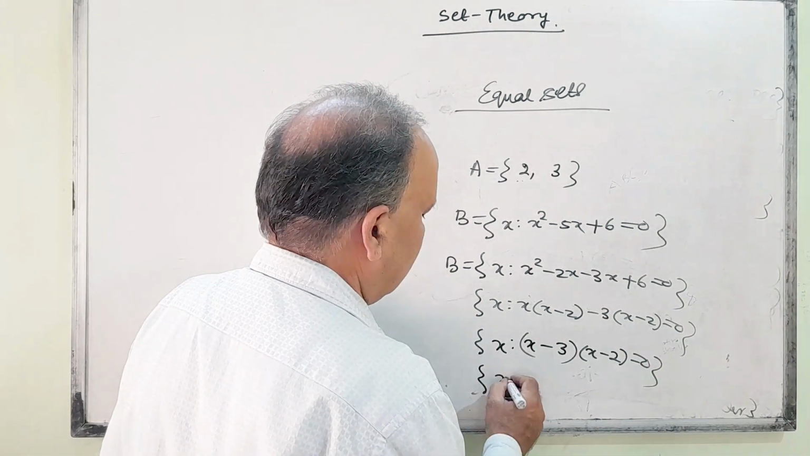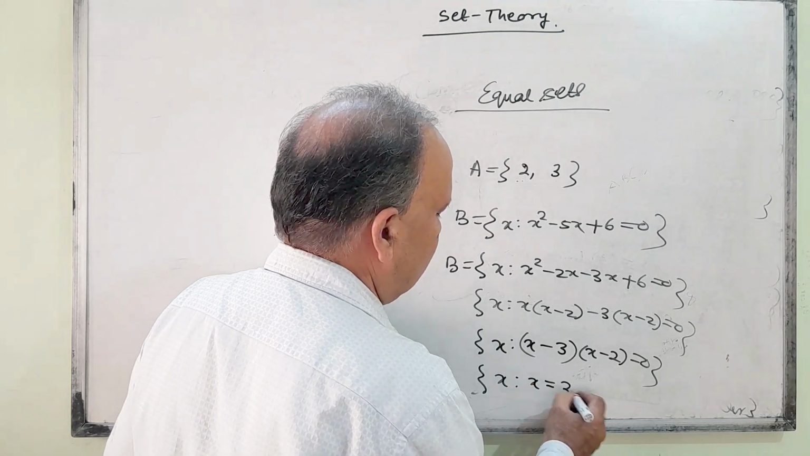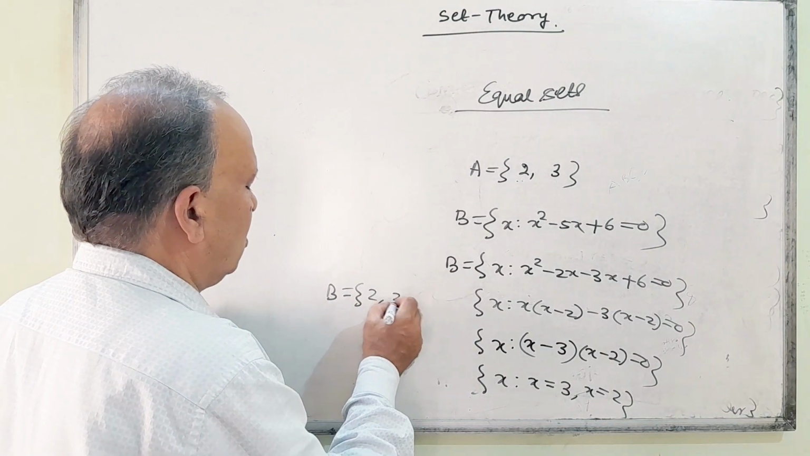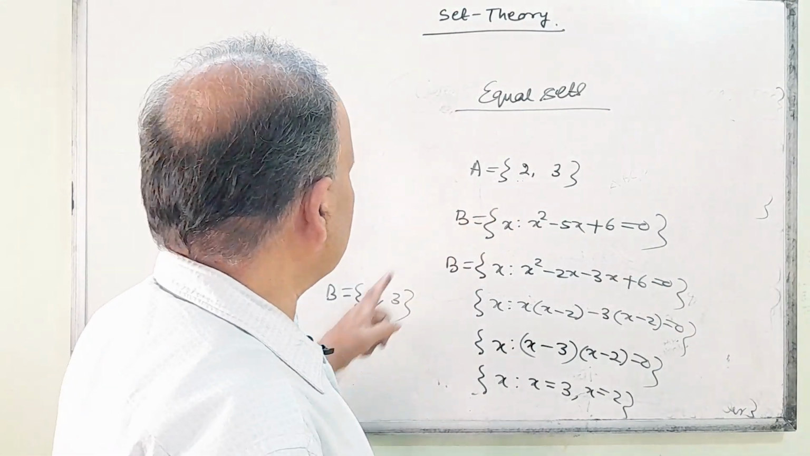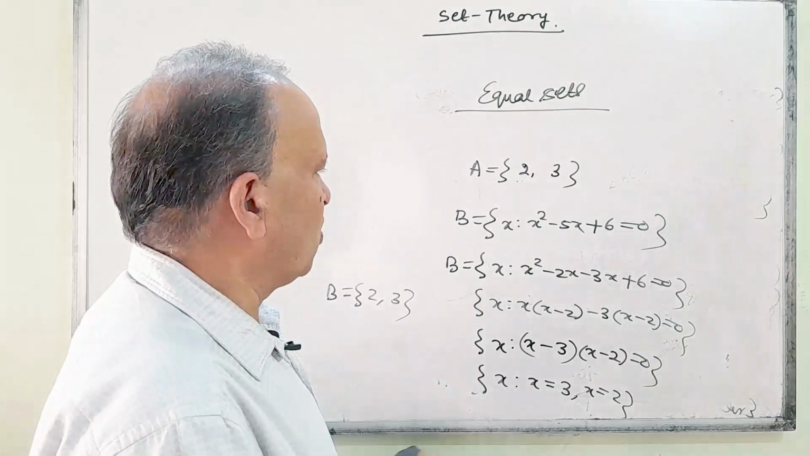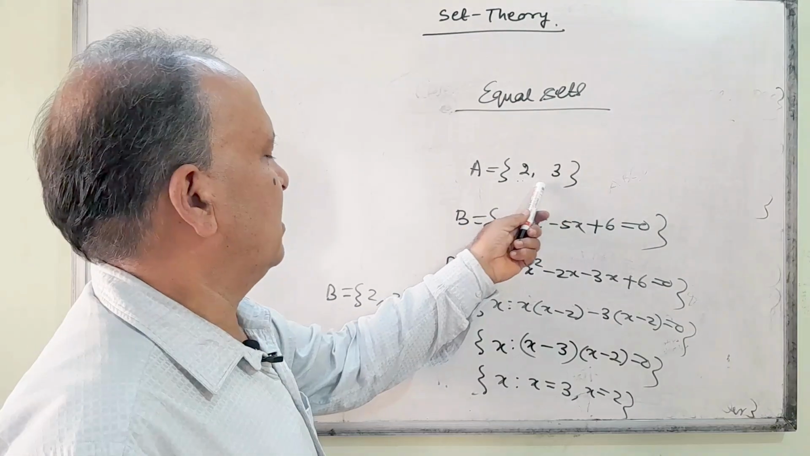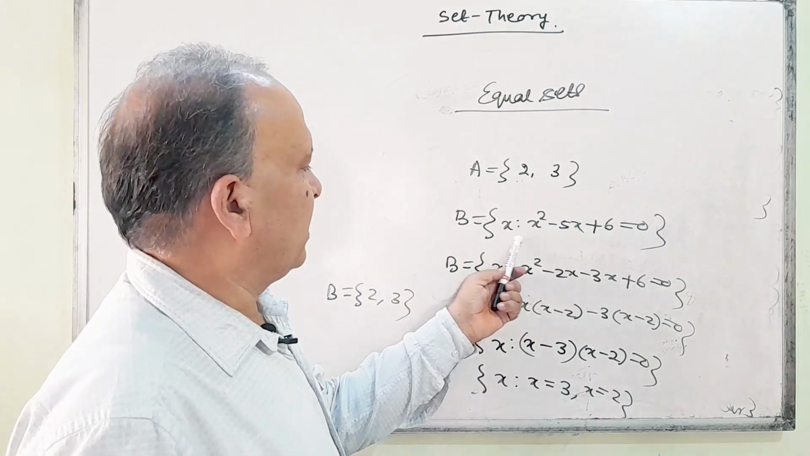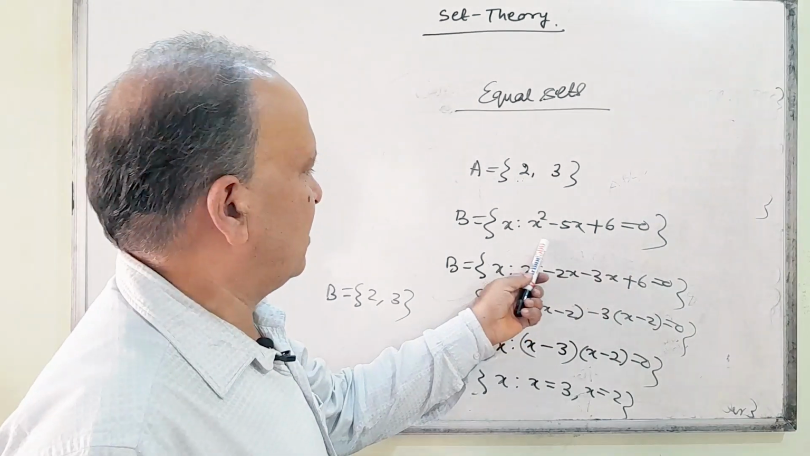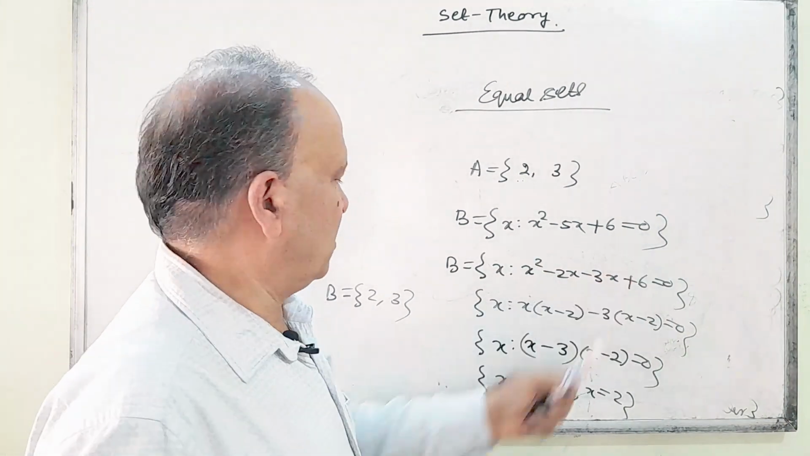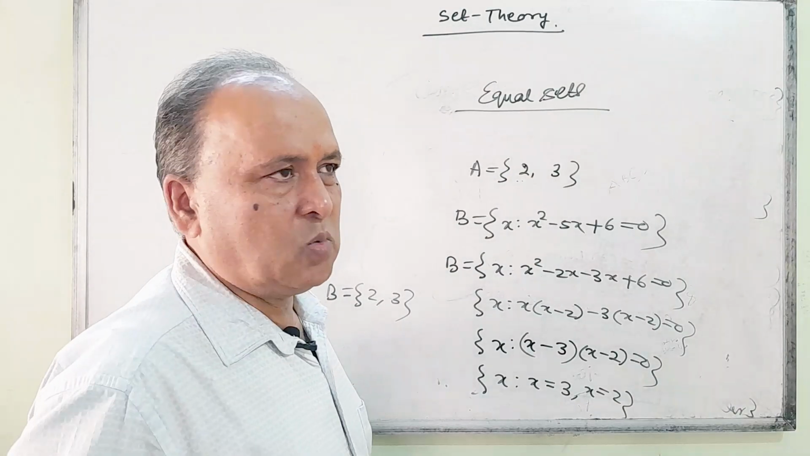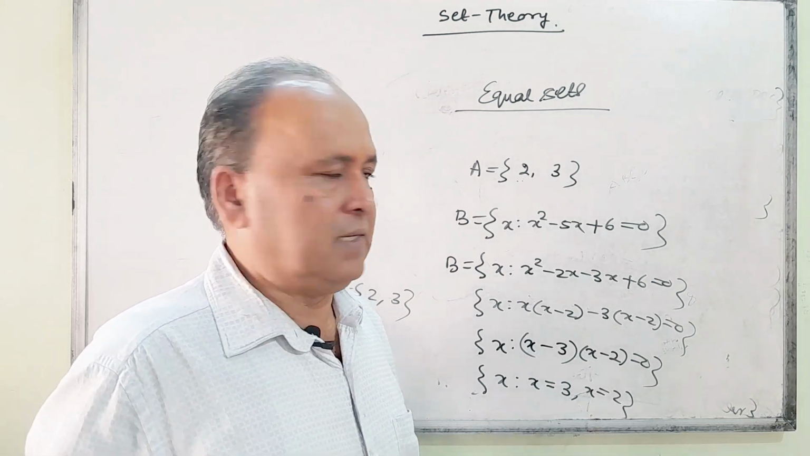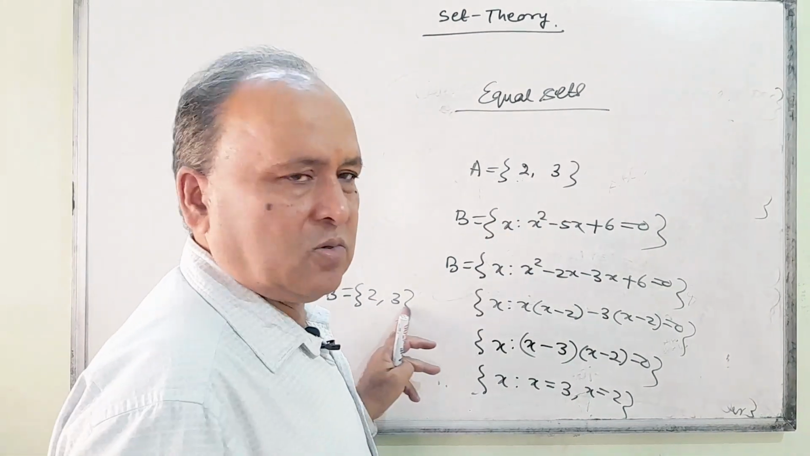or we can say x such that x is equal to 3 and x is equal to 2, or B is equal to {2, 3}. So we say these two sets A and B are equal sets because they have the same elements. A has 2, 3 and B has 2, 3. B contains 2, 3, but indirectly it is given in an equation like this: x square minus 5x plus 6. We can say A and B are equal. Two sets are said to be equal if both have the same elements. That means it has 2, 3 and it has 2, 3.